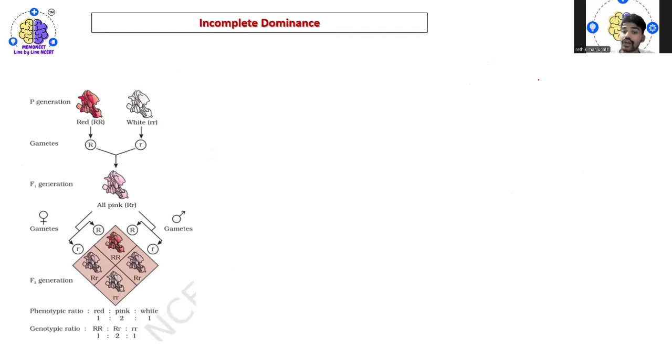So the inheritance of flower color is actually called the dog flower, or it is also called snapdragon, or it is also called Antirrhinum species. Okay, so these are the different names, and this is the best example that I can give you.